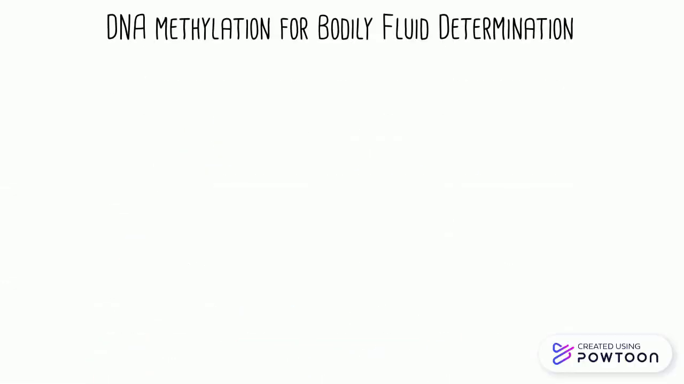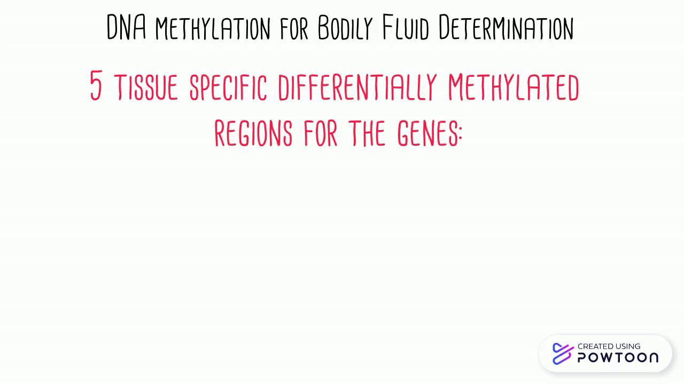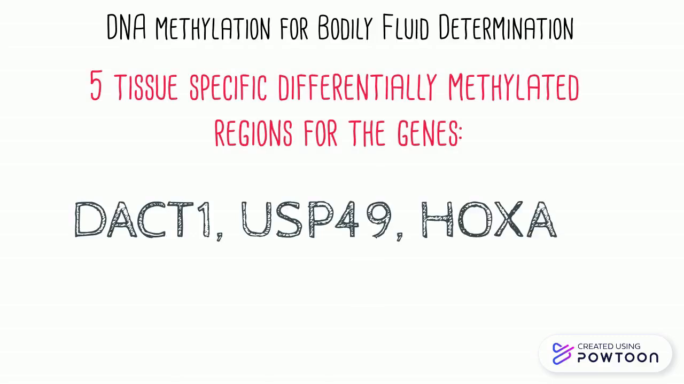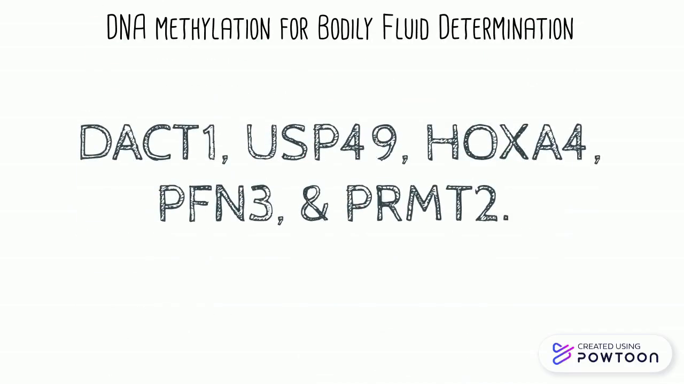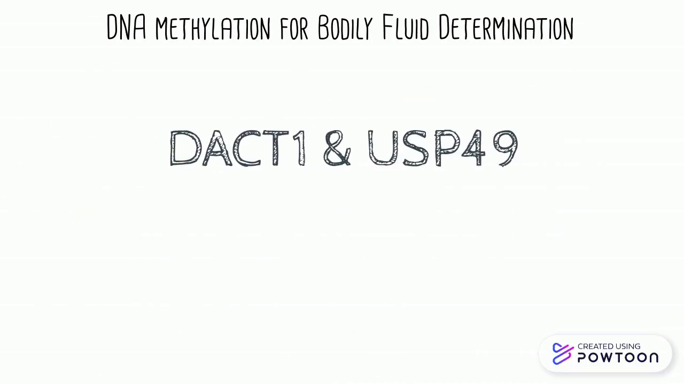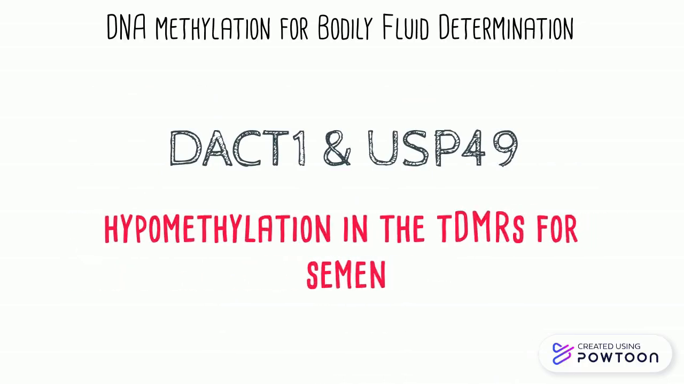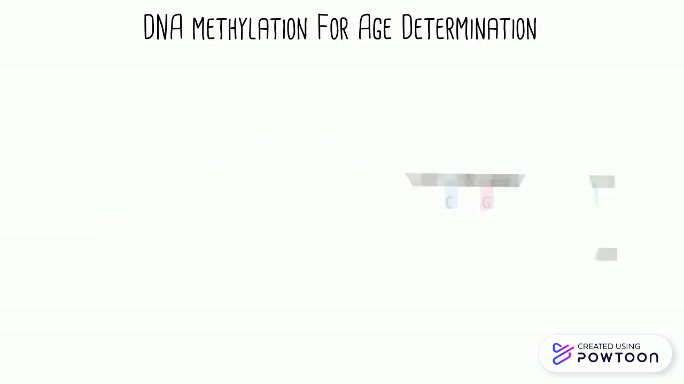Another study, conducted by Lee and their colleagues, looked into 5 tissue-specific differentially methylated regions in the genes DACT1, USP49, HOXA4, PFN3, and PRMT2. They found that for the DACT1 and USP49 genes, there was hypomethylation in the TDMRs for semen. Therefore, these two markers could be used to identify semen samples.